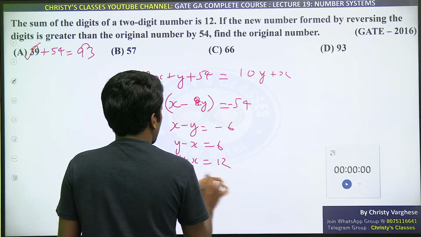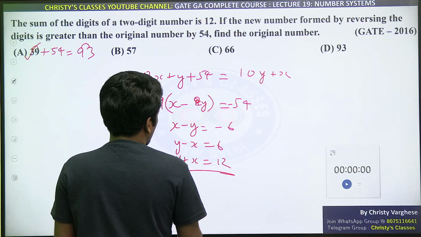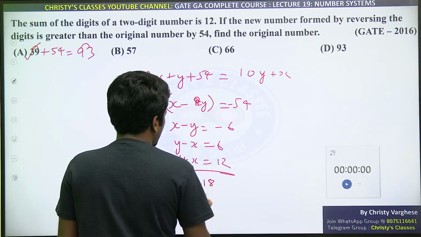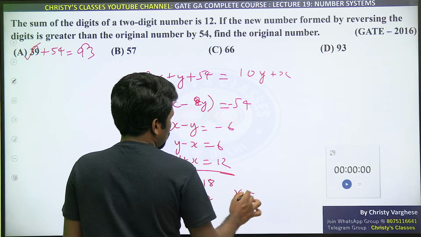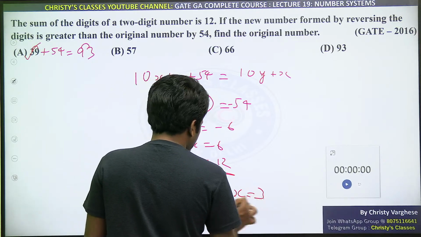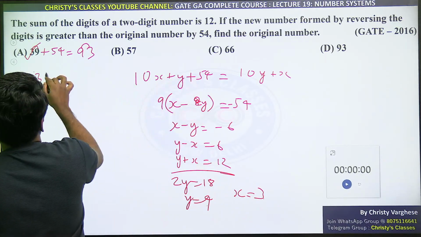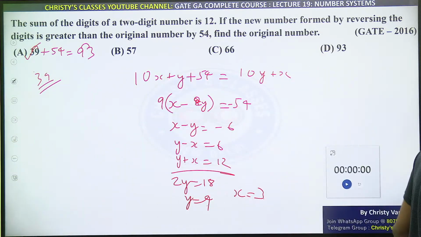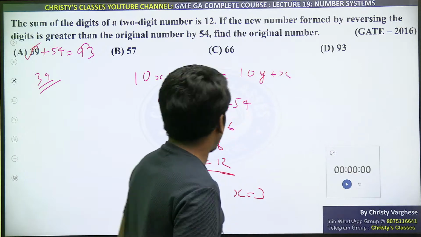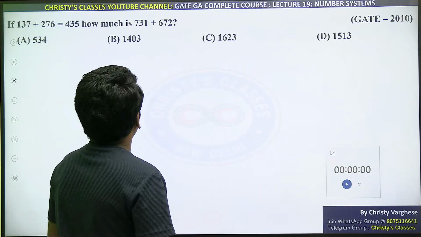to 12. इसको algebraically solve किया तो 2y equal to 18, y is equal to 9 मिलेगा. y 9 है तो x 3 होगा when you substitute. So x 3, y 9 तो 39 is the answer. That is the direct method. But elimination is much faster here. So elimination you can follow. So that I hope it is clear.